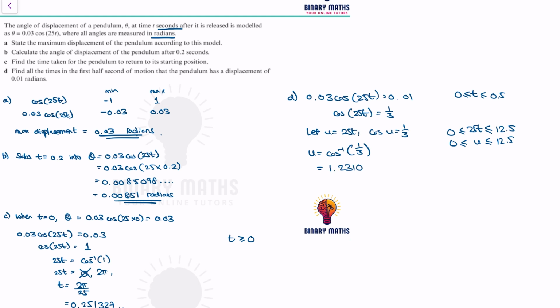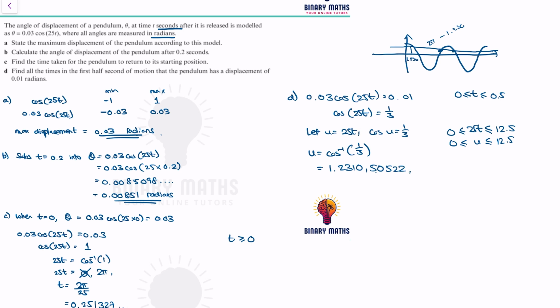1.2310. So this is the cos graph. The cos graph goes like so. I got the first value, which is 1.2310. So if I want to get the next one, it's 2 pi take away 1.2310, which is 5.0522, which is within my range.